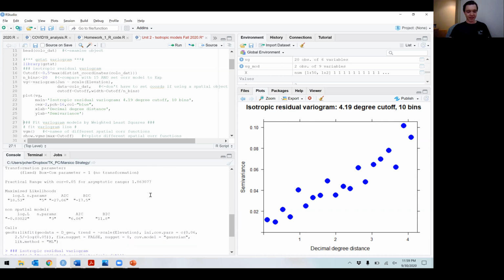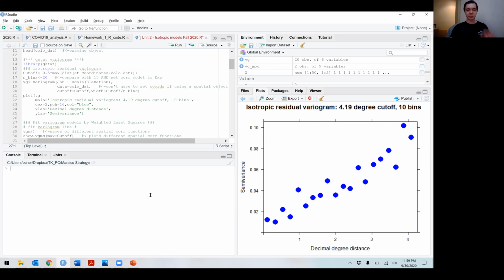I hope you guys followed that. So I just estimated 3 different correlation functions, and those 3 different correlation functions gave me pretty different estimates for the range parameter. Yet another piece of evidence that the range parameter is poorly identified by the data.